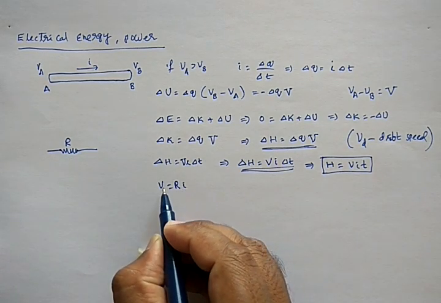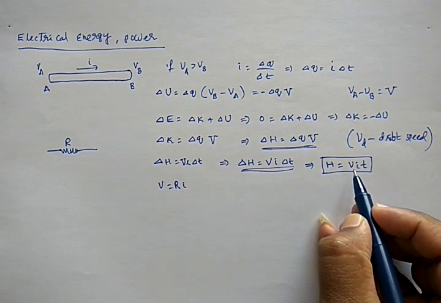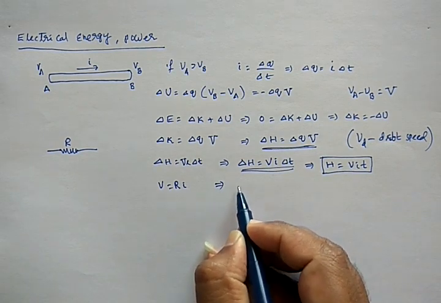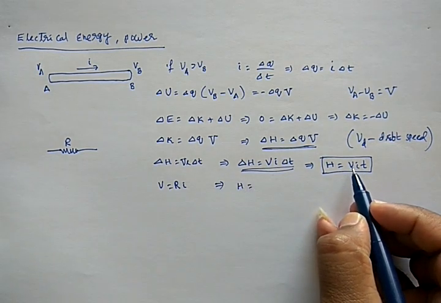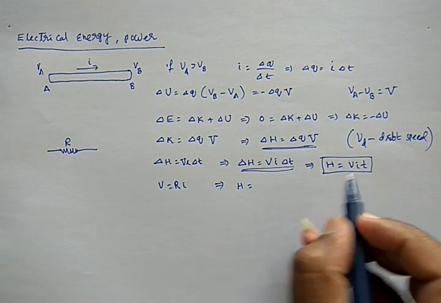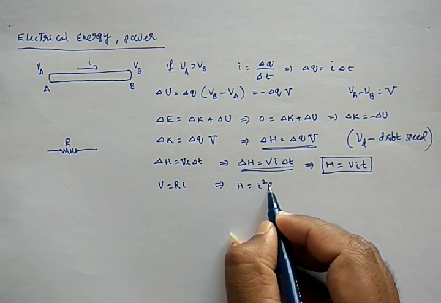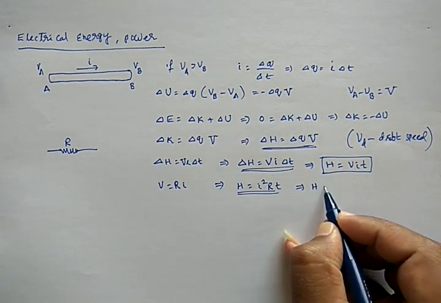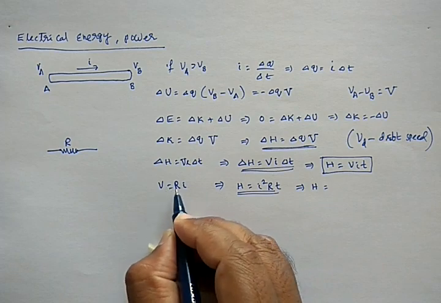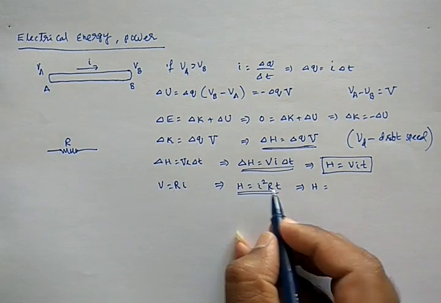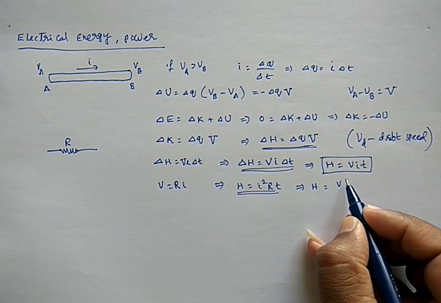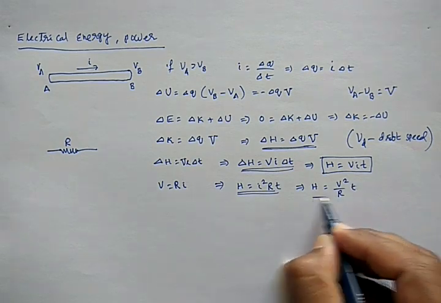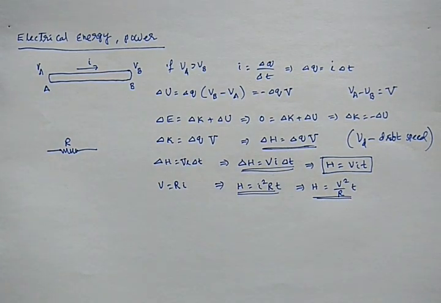And if V equals IR, let us substitute V here. So that implies H equals IR into IT, so it is I square RT. This is one equation. Similarly, we know I is V by R. So when you take V square by R square into RT, you can also write V square by R into T. So all are similar equations. This is the amount of heat that is dissipated in the system.